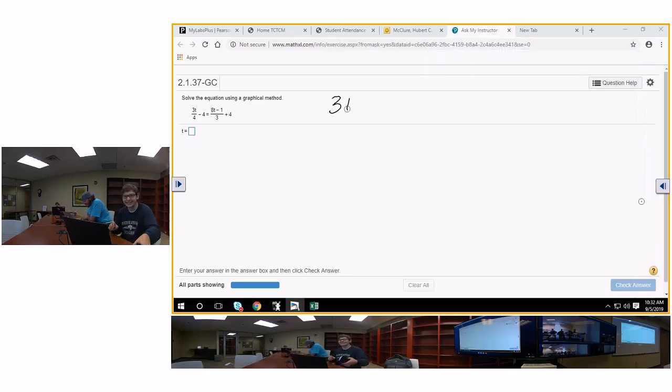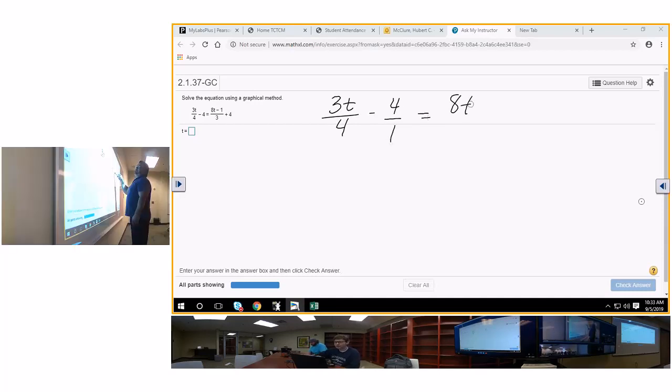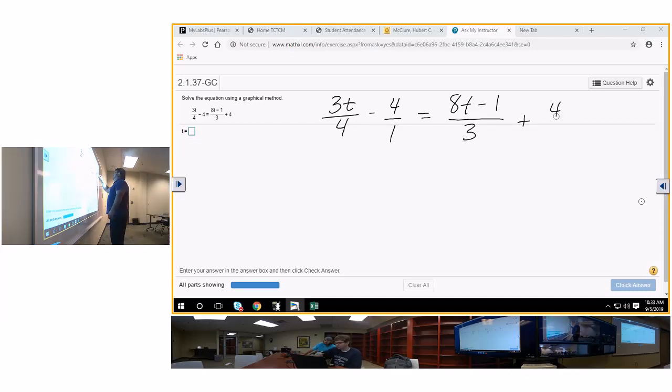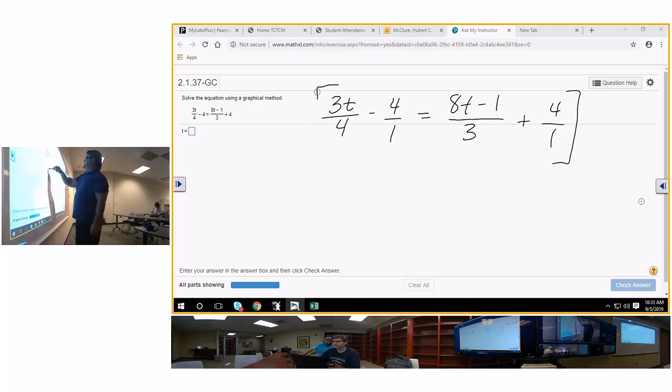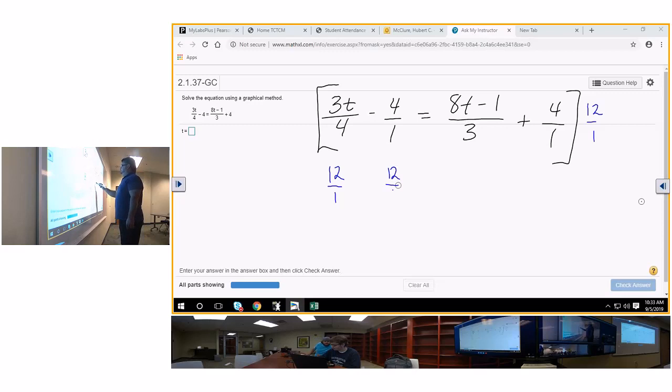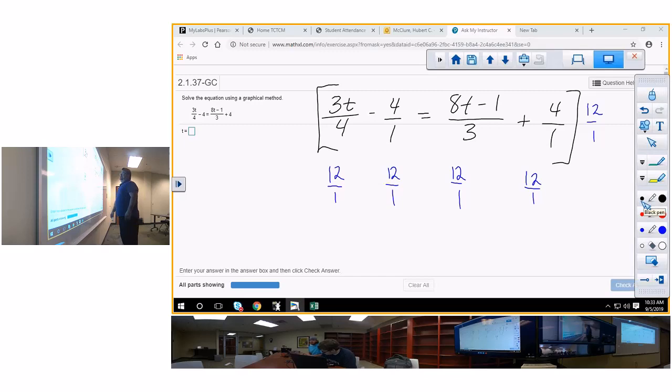Pt over 4 minus 4 over 1 is equal to 8t minus 1 over 3 plus 4 over 1. Multiply through by the common denominator. What's the common denominator? 12 over 1. Rewrite your problem.